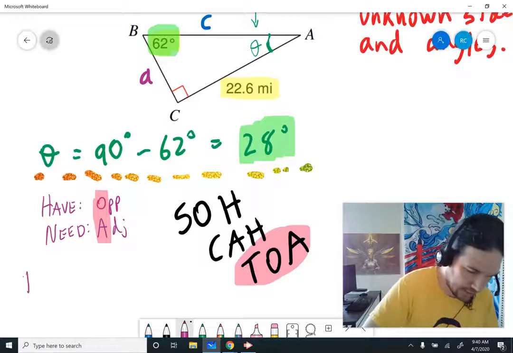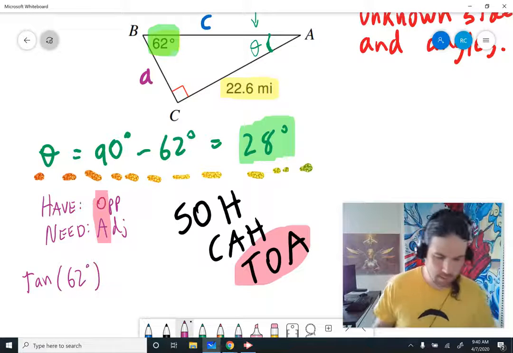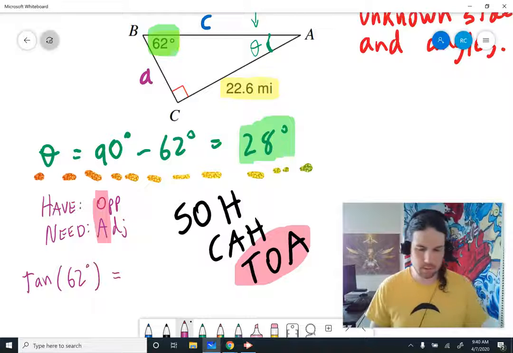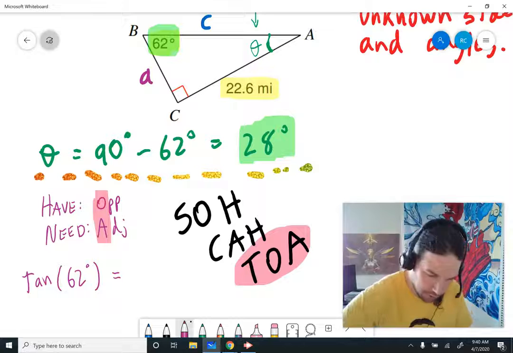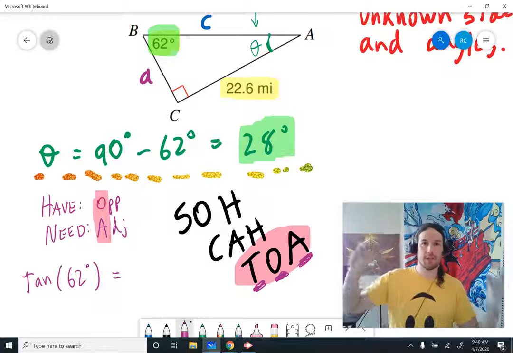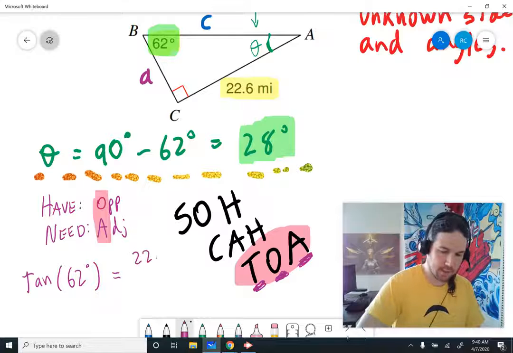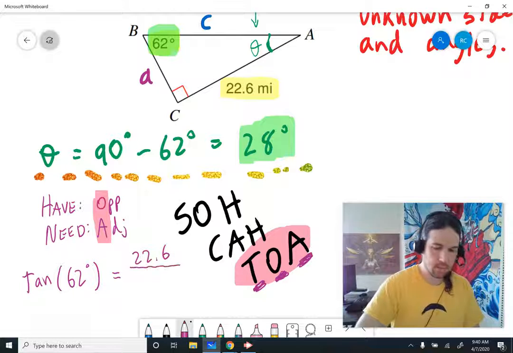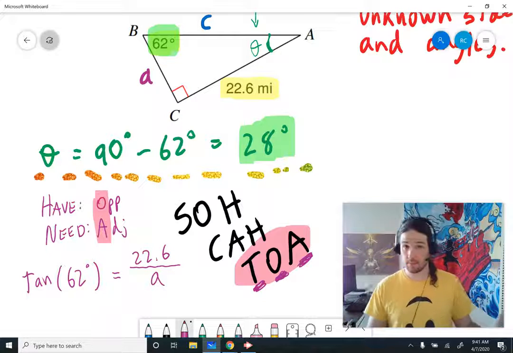So we're going to say that tangent of 62 degrees equals, now again, opposite over adjacent. Tangent, underlining it, is opposite over adjacent. The order matters because if you flip over the fraction, then you're essentially going the wrong direction. So opposite is 22.6. Adjacent is what we're looking for. And that's the setup.